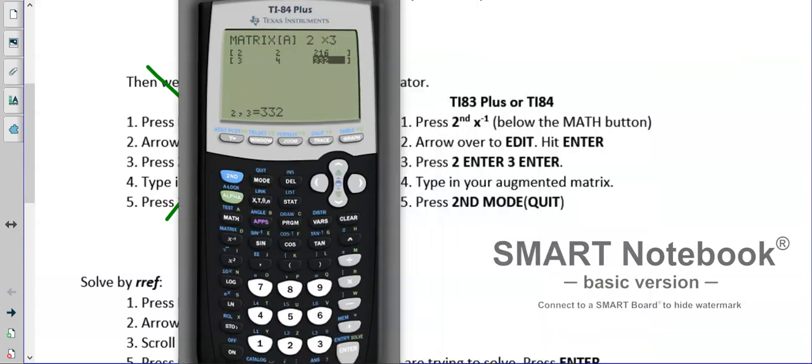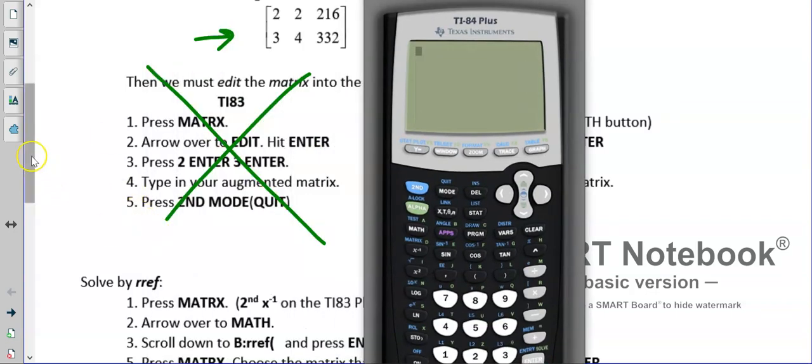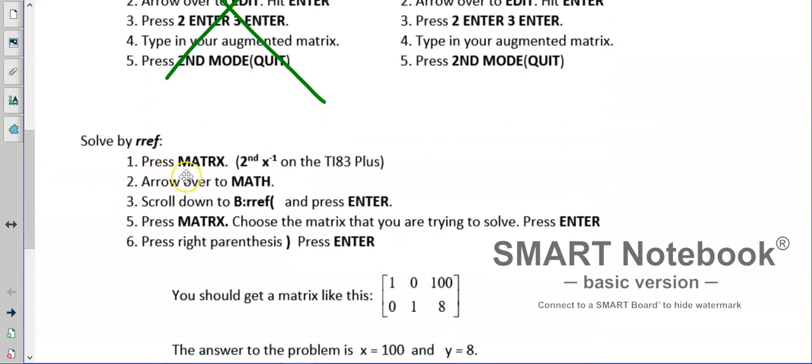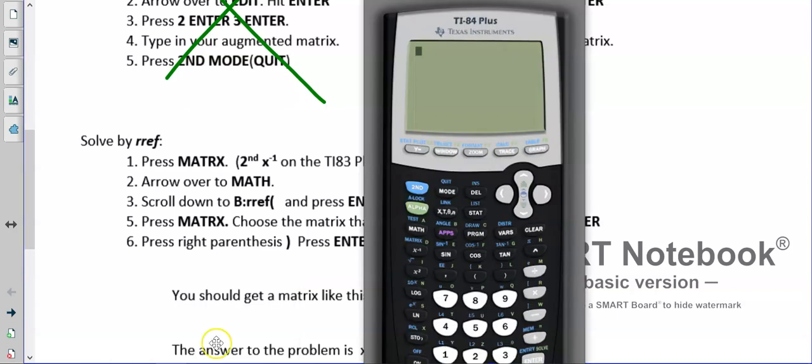All entered. Now, what we're going to do is, it seems silly, we're going to hit second quit. We're going to leave it, because otherwise, we need the screen cleared. Otherwise, it'll mess it up when we go to the next step. Now, we're going to do the RREF part right here. It's really easy. It seems crazy because you're going into matrix all the time, but that's why it's easy, because you just do the same keystrokes.